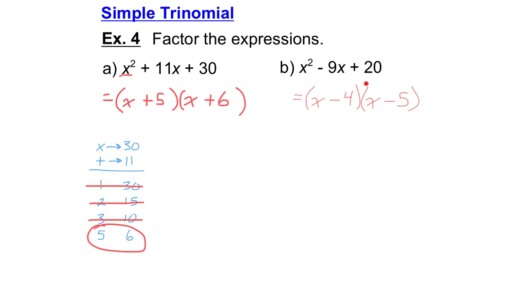So we have x in both sets of brackets, in both factors, and we need two numbers that multiply to positive 20 and add to negative 9. So if you need to multiply to become positive and add to be negative, you know that both your numbers are negative. Okay, so negative 4 times negative 5 is positive 20. Negative 4 minus 5 is minus 9. So here our factors are x minus 4 times x minus 5.